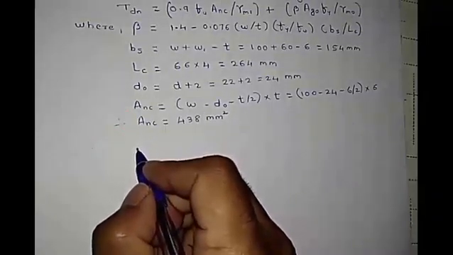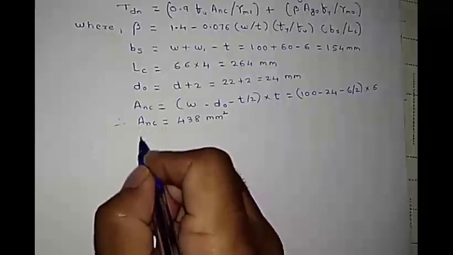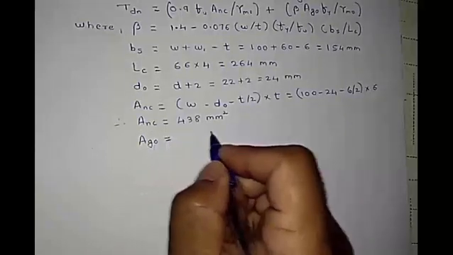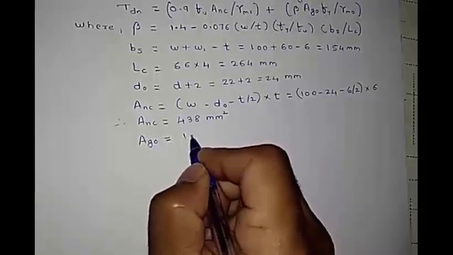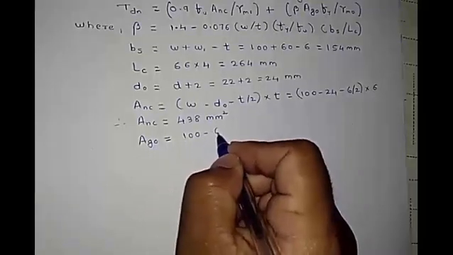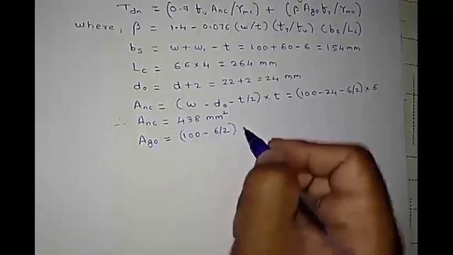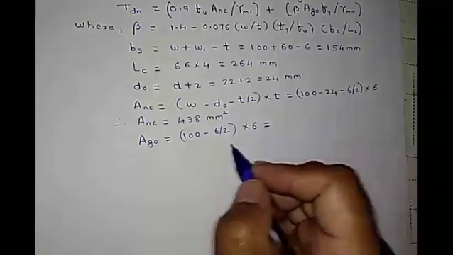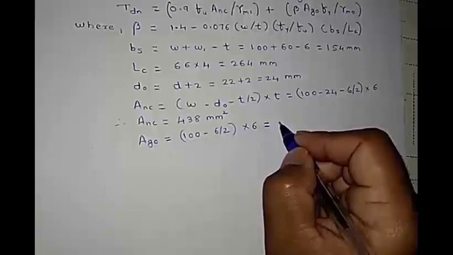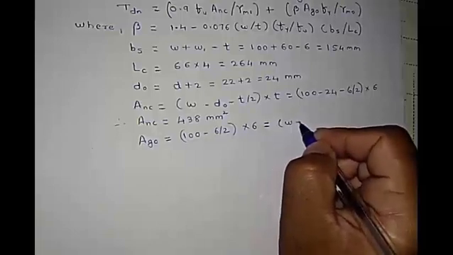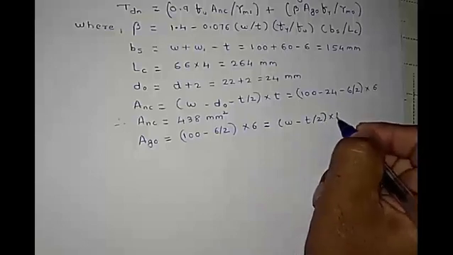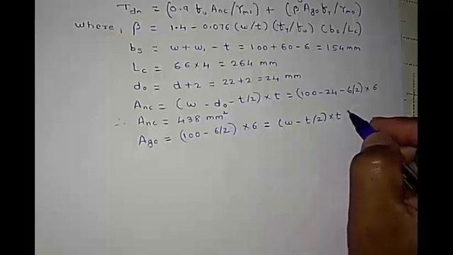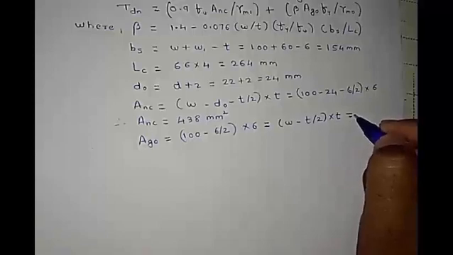Similarly, we will calculate AGO. So AGO, it is of only one leg. So it is 100 minus 6 by 2 and multiplied by 6. Or you can even say this is actually equals to W minus T by 2 multiplied by T. And this is how you will get 582 mm square.